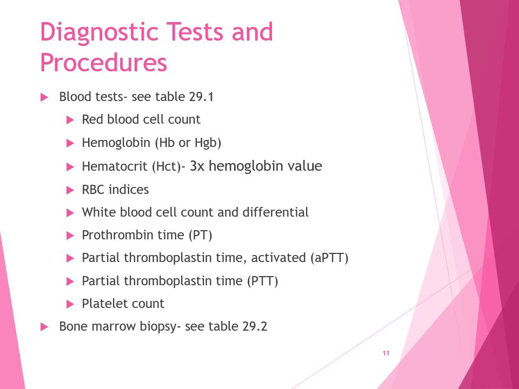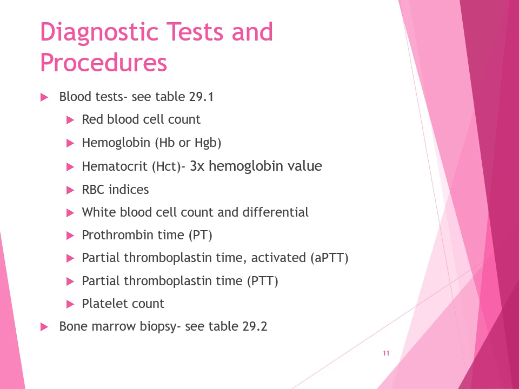Some diagnostic tests and procedures. So let's turn to table 29.1 and look at some of these lab tests. So our red blood cell count, notice adult male is 4.7 to 6.1 and a female is 4.2 to 5.4. Hemoglobin for an adult male is 14 to 18, and a female is 12 to 16. Now, let's look at the hematocrit. Adult male is 42% to 52%, female 37% to 47%.